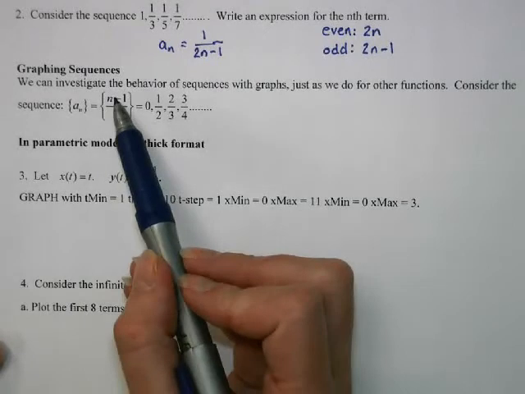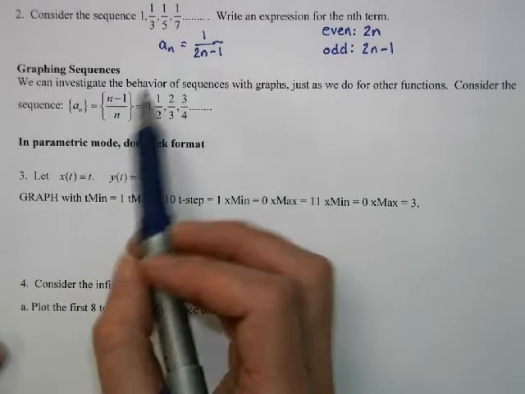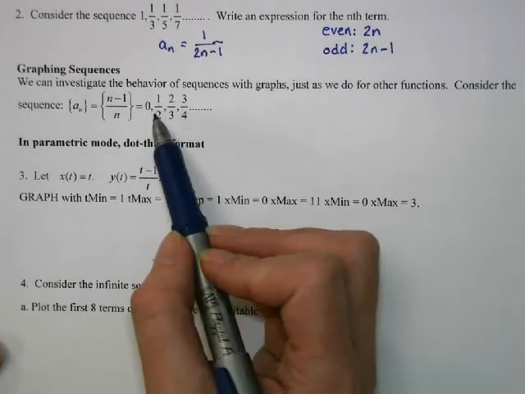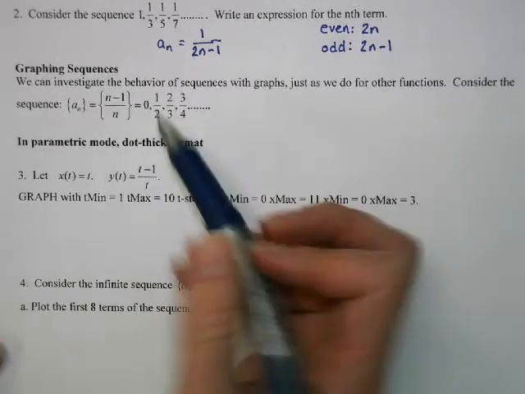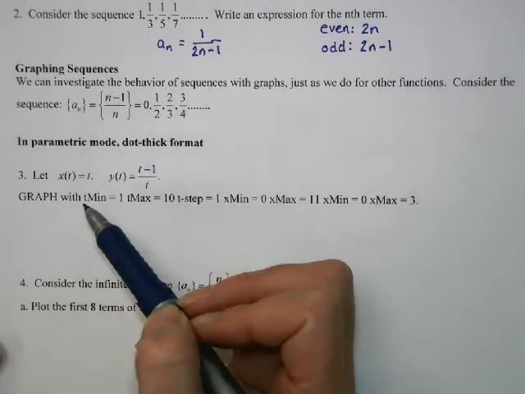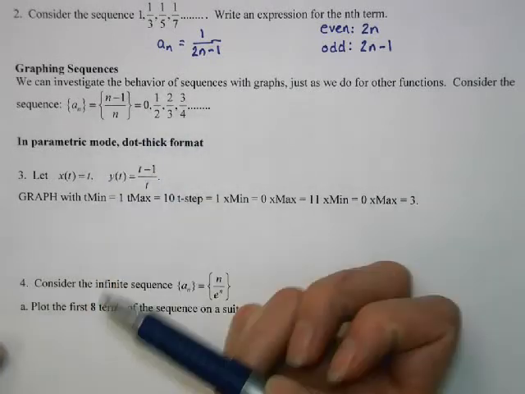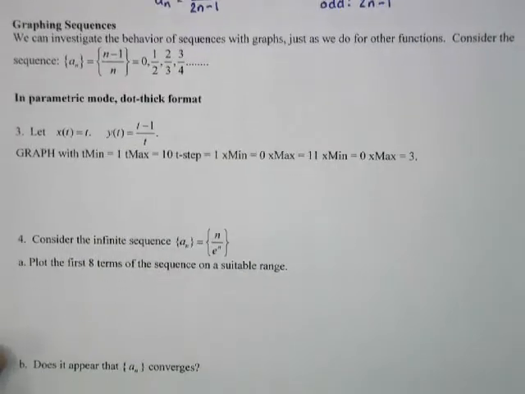So we're going to look at this sequence: n minus 1 over n. And we've got 0, 1/2, 2/3, 3/4, and so on. Because if we plug in 1, we get 0 over 1. We plug in 2, we get 1 over 2, and so on.